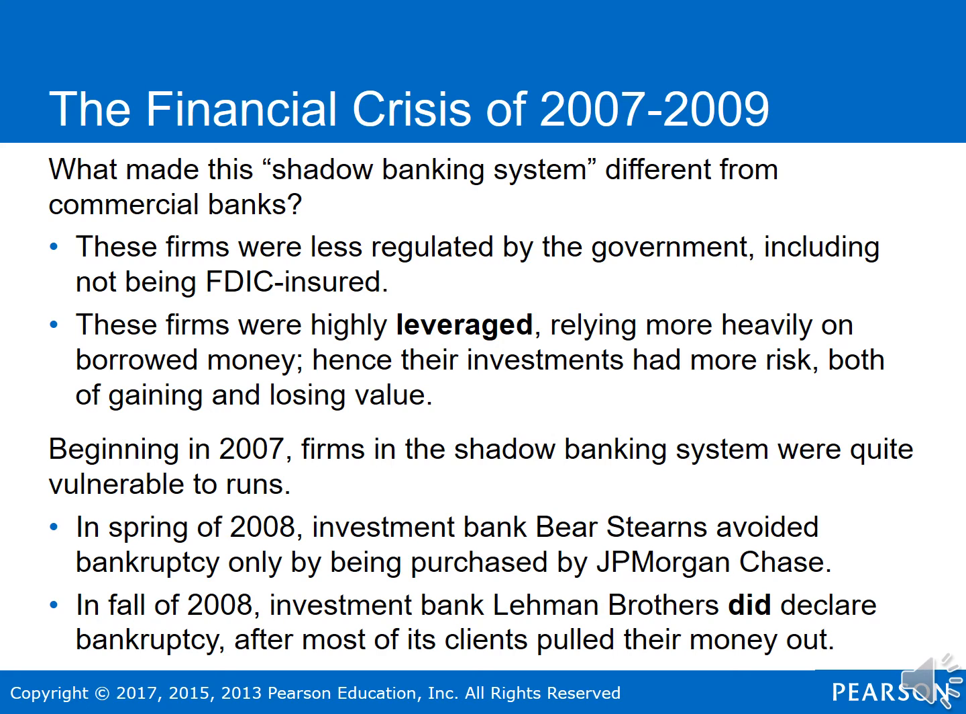Because they were heavily invested in mortgage-backed securities, as people began to default on their mortgages, they had more and more problems. They had lower returns because of the people that were defaulting on those mortgages. By the spring of 2008, the investment bank Bear Stearns was able to avoid bankruptcy only by being purchased by J.P. Morgan Chase. And even with that, the federal government had to make some guarantees and take some of what they called toxic assets off of the balance sheet so that J.P. Morgan Chase would be willing to even purchase Bear Stearns.